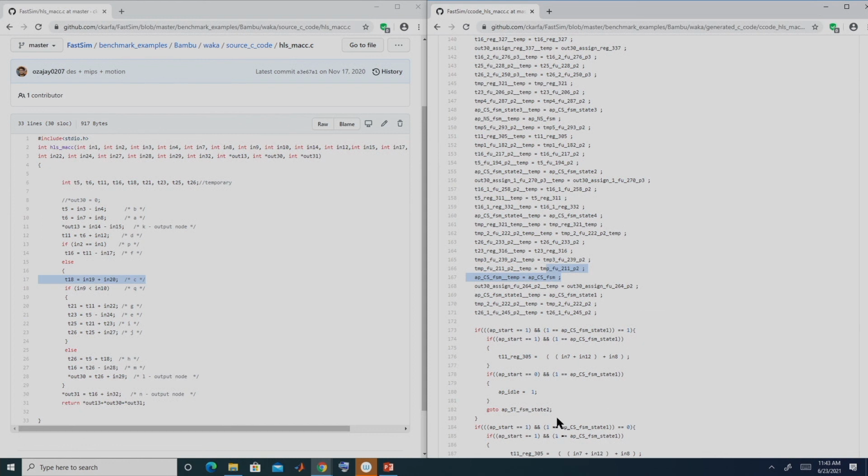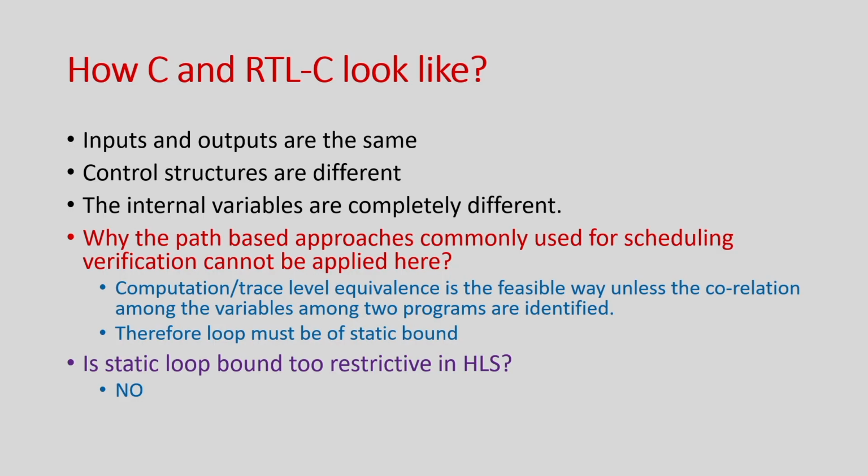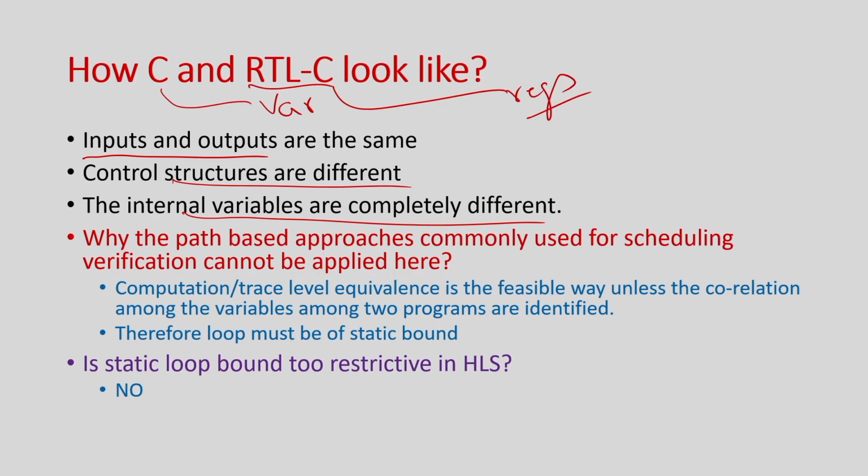Okay. So, let us now move to the presentation. What we understood from a practical example is that once we have the C and RTL-C, the inputs and outputs are the same, both have the same inputs and outputs and the names are also the same. So, that correlation is available with us. Control structures are different, they get changed due to scheduling, and the internal variables are completely different. For the C program the internal variables are variables, and for this they are registers. So, that is the given thing to us.